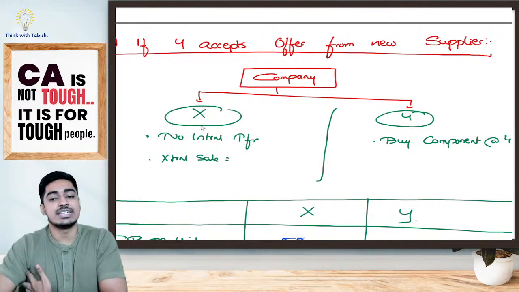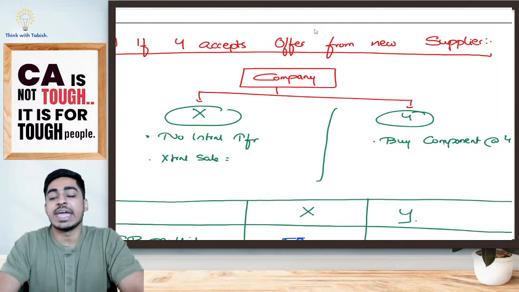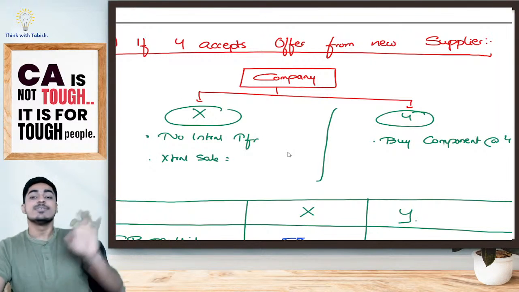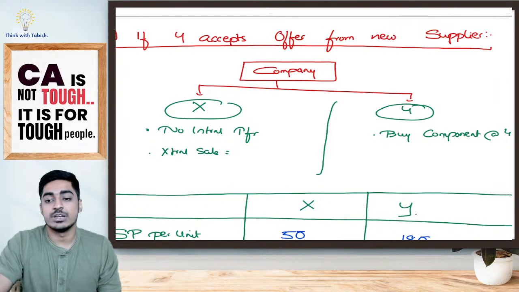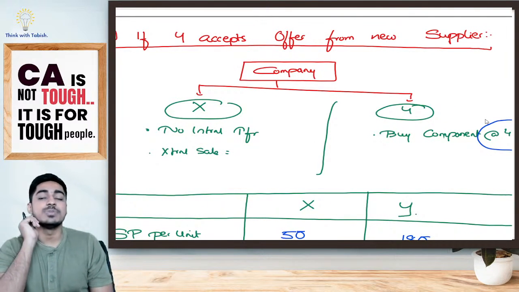First case, we have division X, division Y. Division Y, at present, was buying from X at 50 rupees. Now it will be buying the component at 47 rupees. So for division Y, it is saving 3 rupees per component.